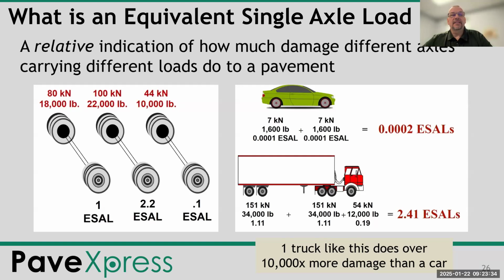You can basically think, one truck, a typical 18 wheeler, does 10,000 times more damage than a car. Car equivalent ESAL is 2 thousandths, whereas that 18-wheeler, your equivalent single axle loading is like 2.4.